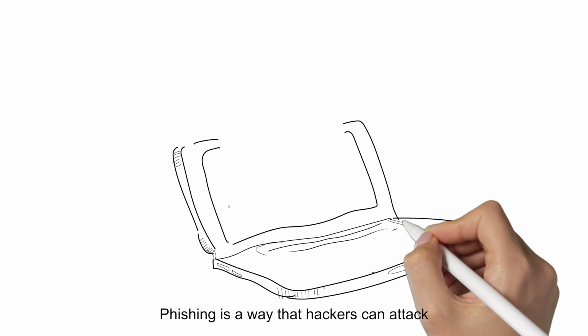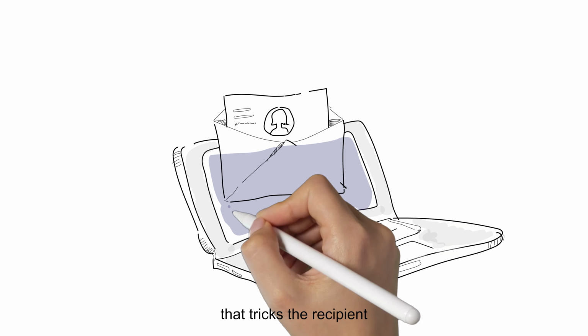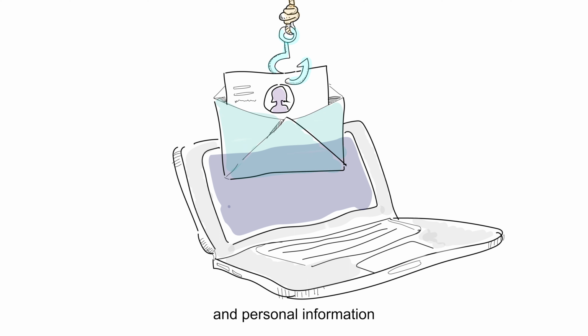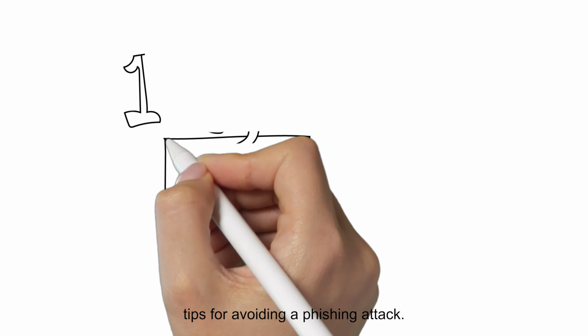Phishing is a way that hackers can attack computer systems. The attacker sends a message that tricks the recipient into revealing sensitive business and personal information or downloading malware. Here are 5 tips for avoiding a phishing attack.